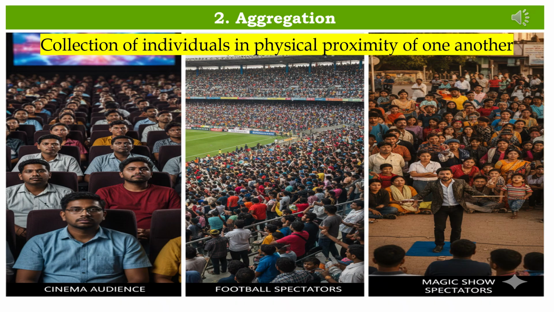2. Aggregation. Aggregation refers to a collection of individuals who are in physical proximity to one another with little or no interaction. Their association is usually temporary in nature and lacks any definite pattern of organization or structure. Examples of aggregation: cinema audience, spectators of a football game, spectators of a magic show. In all these cases, people gather at the same place and time for a common purpose, but they do not interact significantly or form a structured social group.